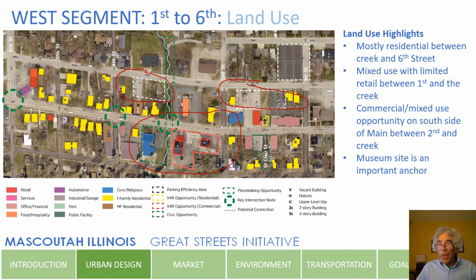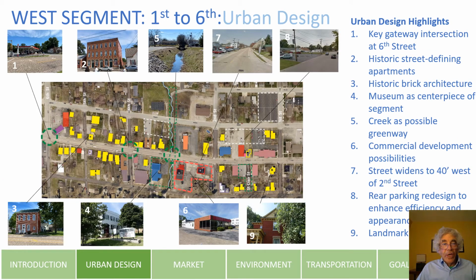As we then look at urban design, now we start to look at the scale of buildings. So we have great buildings like the museum, the very lovely historic multifamily building in the middle of the street, in the middle of the corridor, some historic houses, as well as more contemporary commercial development. It's important to note too that the street gets a little bit wider here. It's narrower in the central part, gets a little bit wider here, so it expands up to 40 feet.